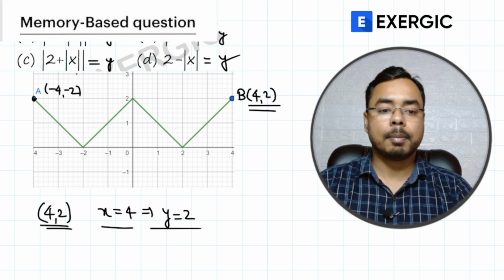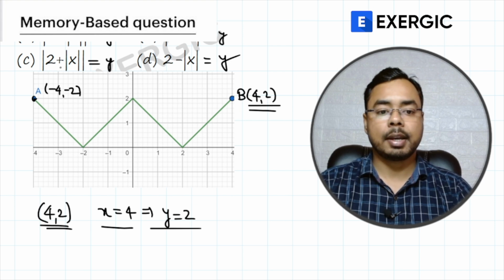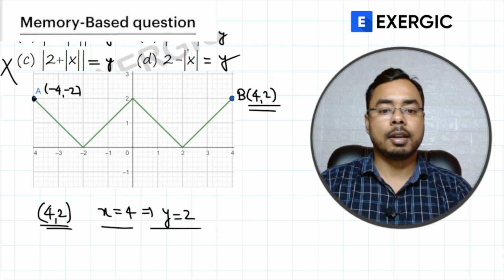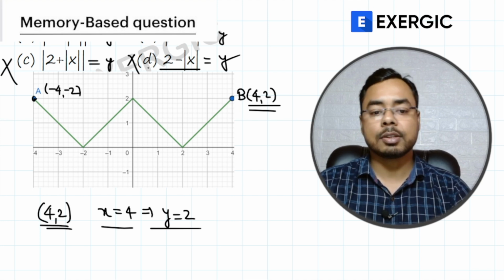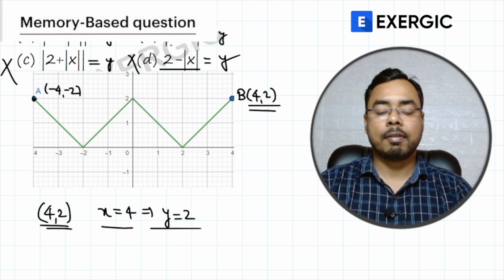Now you can eliminate a number of options from here itself. For example, in this option C, when x is 4, the value of y will be 6, but y should be 2, so option C is eliminated. Similarly, when x is 4, the value of y from here will be 2 minus 4, so that will be minus 2. Again you can eliminate this option, right? Then we are left with these two options.